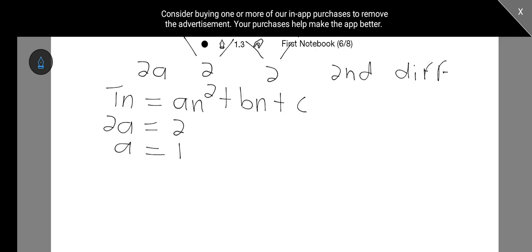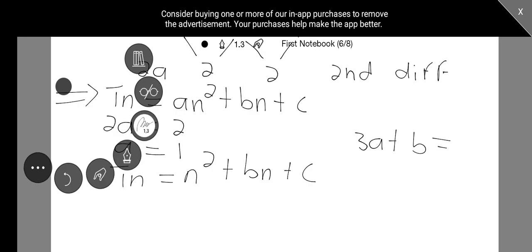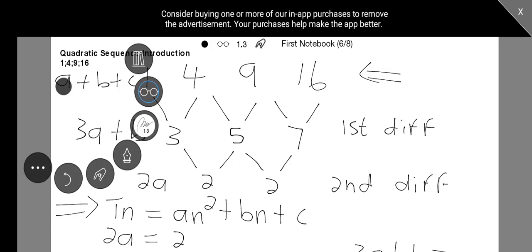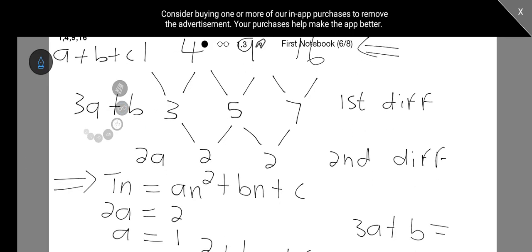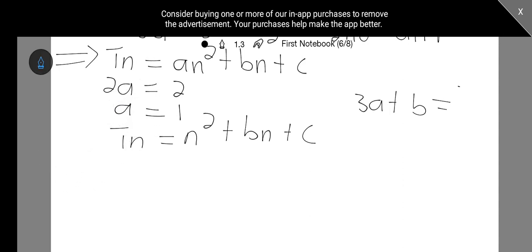We're going to plug a into this formula. This means that Tn is equal to 1 times n squared, which is n squared, plus bn plus c. Then we are going to say that 3a plus b is equal to the first term of the first differences. This means 3a plus b is equal to 3.